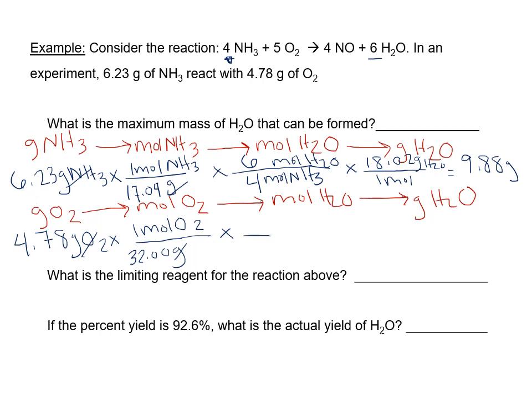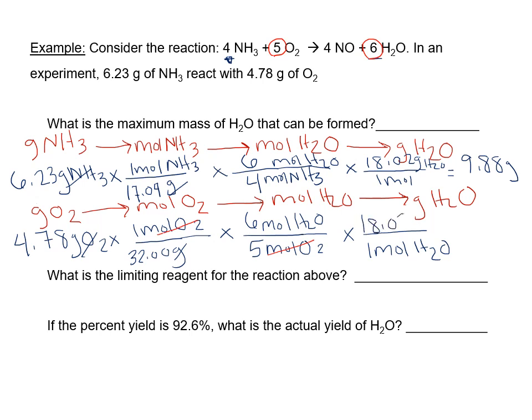Then I use the balanced equation from the table to go from oxygen to water. There are 5 moles of O2, right? So moles of O2 on bottom because I'm trying to cancel it. There are 5 moles of O2 for every 6 moles of H2O. So now the moles of oxygen here cancel. And then the last step is to convert the moles of water to grams of water because they're asking us for mass of water. Each 1 mole of water is 18.02 grams.